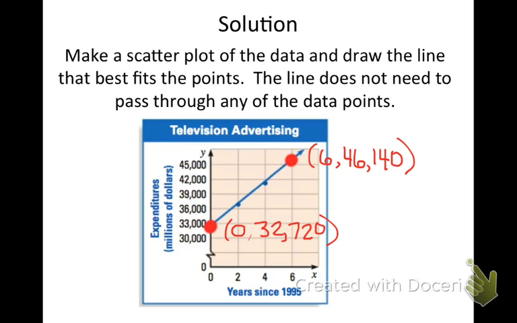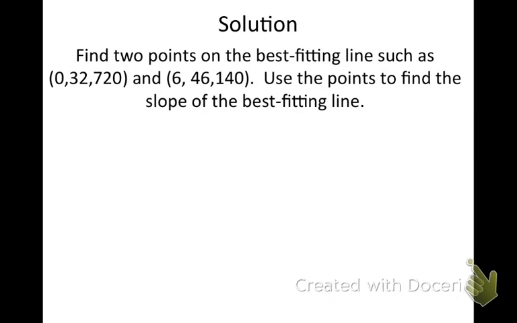I went back one slide to show you where I got those points from. I chose the points 0, 32,720 because that's what our amount was in 1995. And then in 2001, which was 6 years after 1995, it was 46,140 million. All right, so using those points.